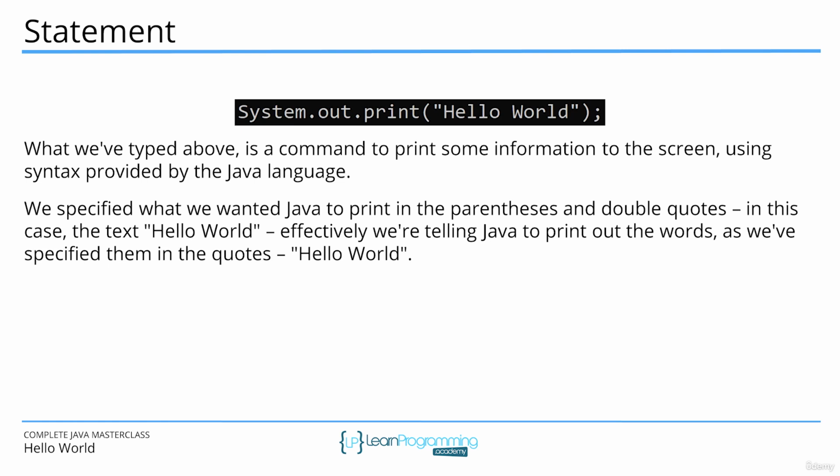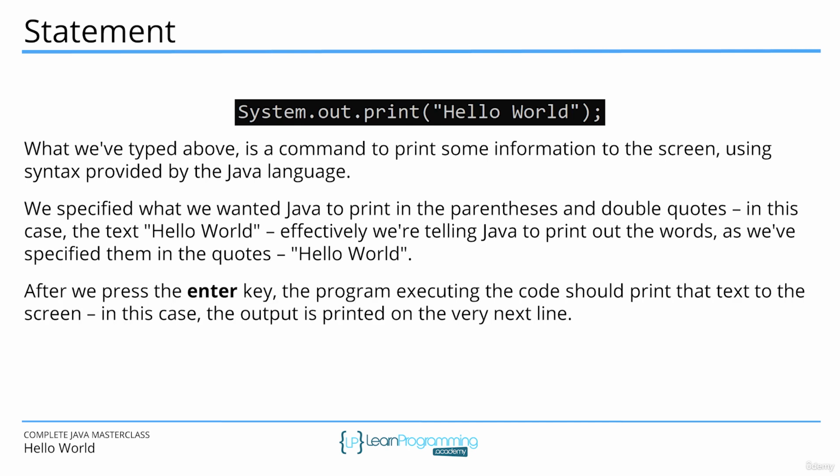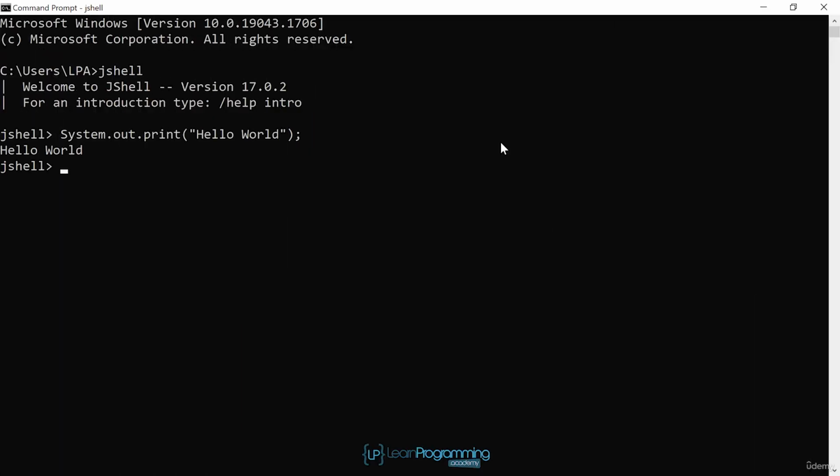In this case, the text "Hello World." Effectively, we're telling Java to print out the words as we've specified them in the quotes, "Hello World." After we press the enter key, the program executing the code should print that text to the screen. In this case, the output is printed on the very next line. And there you have it. We've executed our first line of Java code successfully, printing out "Hello World" to the screen.